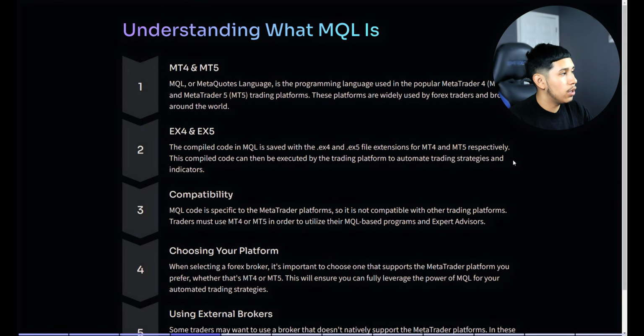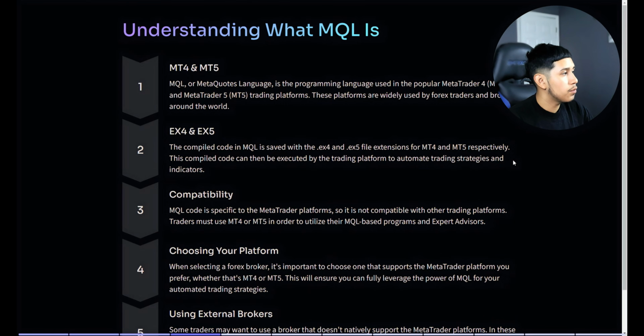For example, in other aspects of computer engineering, you have languages like Python, JavaScript, C++. Now those different languages are used for different purposes, such as creating websites, creating apps, creating visuals, and that kind of stuff. MQL is just strictly a trading language for the platform MetaTrader, whether it be 4 or 5.